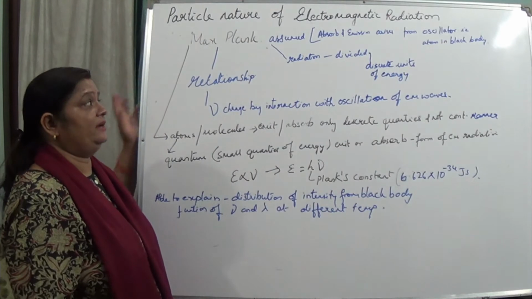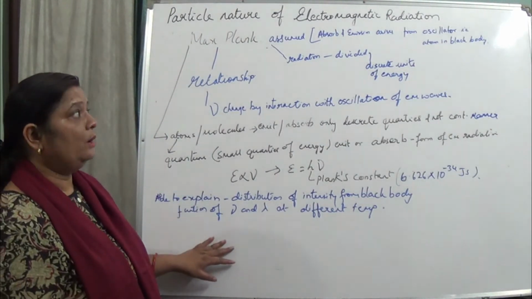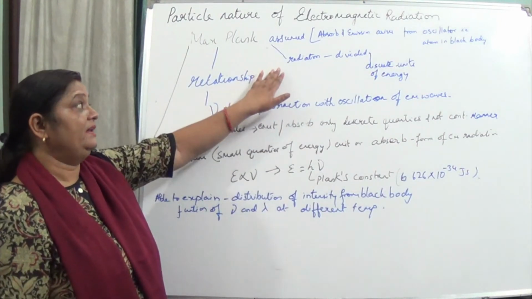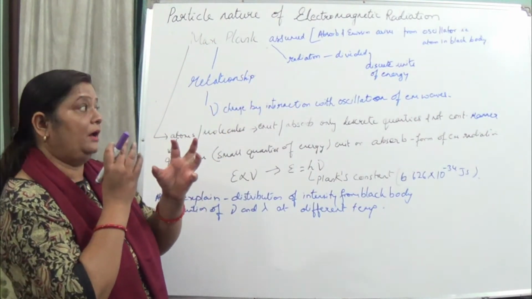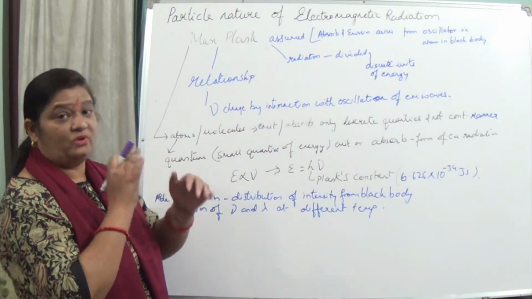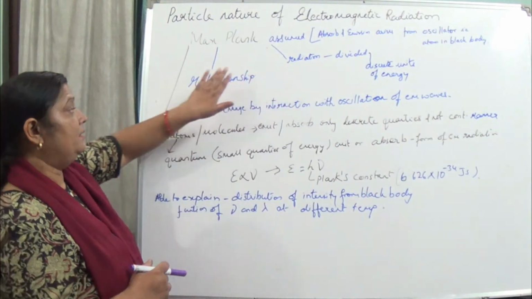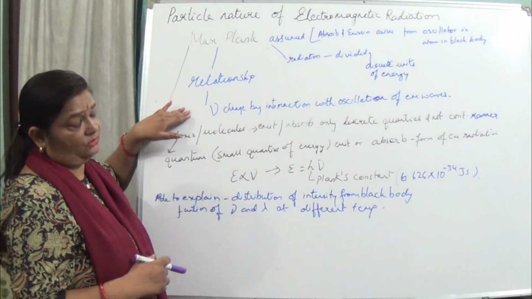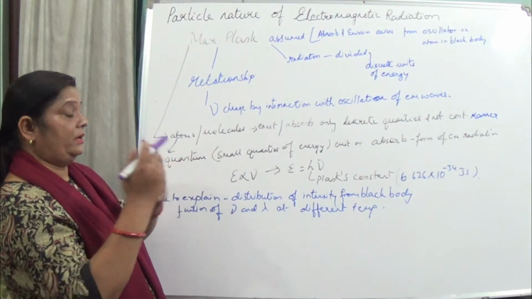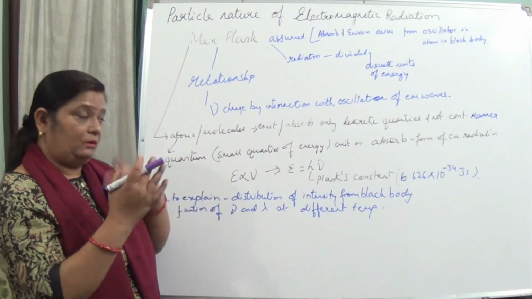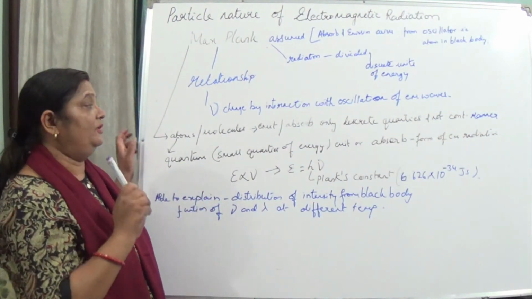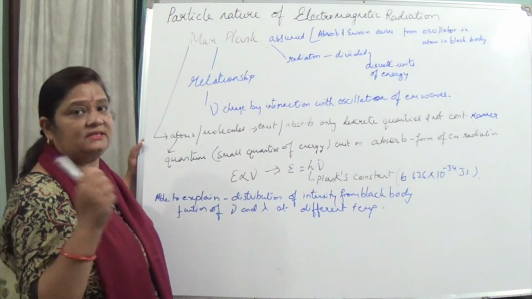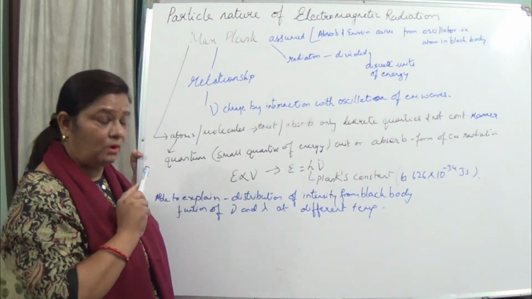So Max Planck assumed that absorption and emission arise from oscillators. The oscillator is the whole body, in which the electromagnetic wave is oscillating. He also assumed that the radiation was divided into discrete units of energy, meaning it was not continuous but discontinuous. These two assumptions gave the relationship of frequency. The oscillators move here and there, and as a result the frequency changes. He also said that atoms and molecules emit or absorb energy in discrete quantities, which is discontinuous in nature.